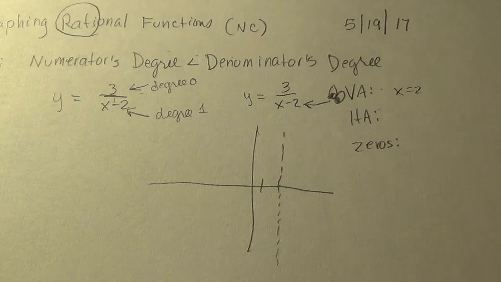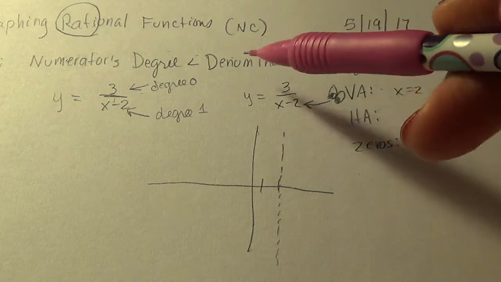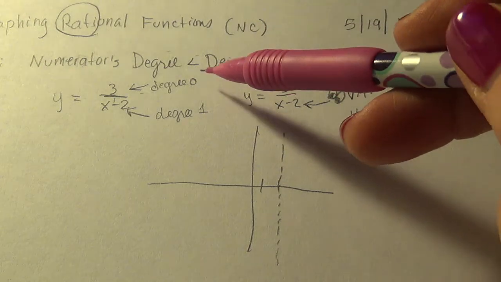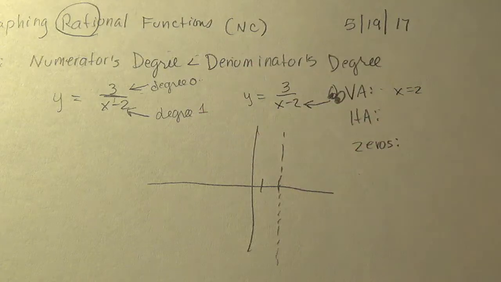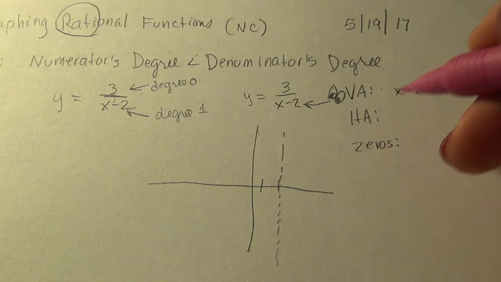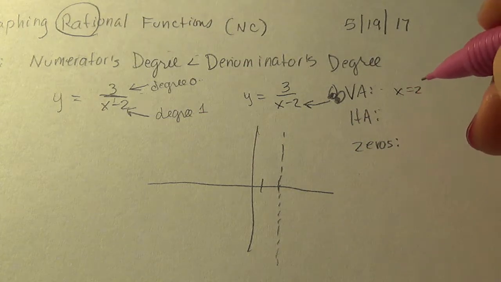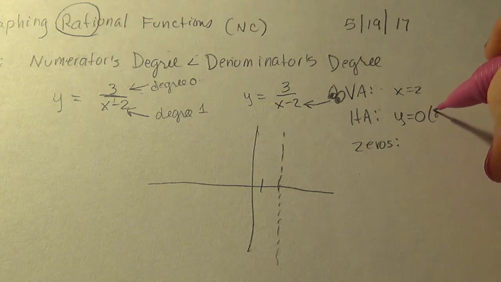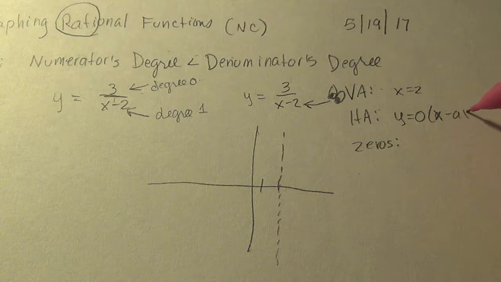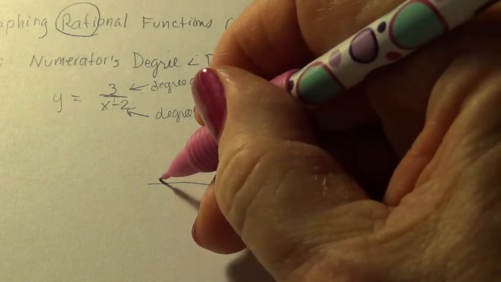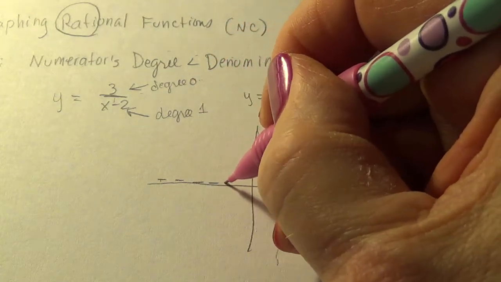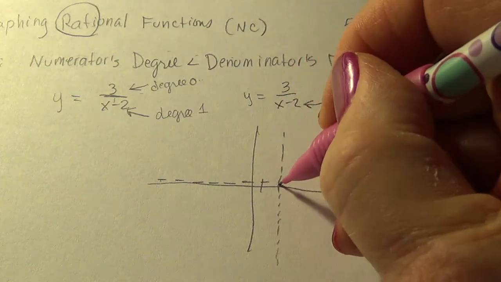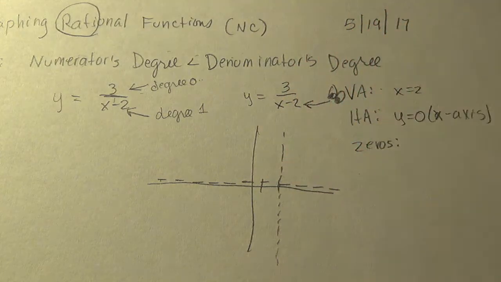Then we come to the horizontal asymptote. On case 1, where the degree of the top is less than the degree of the bottom, the horizontal asymptote is always the same. It is y equals 0, which is the x-axis. So you don't have to calculate anything. For case 1, it's always the same.